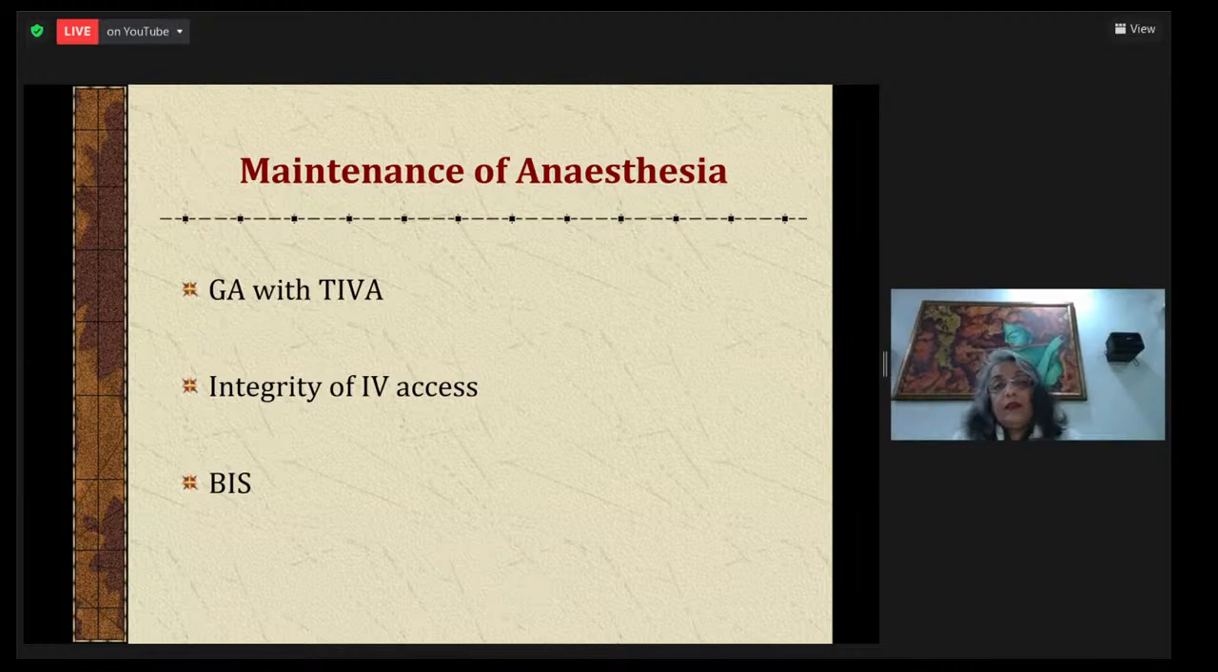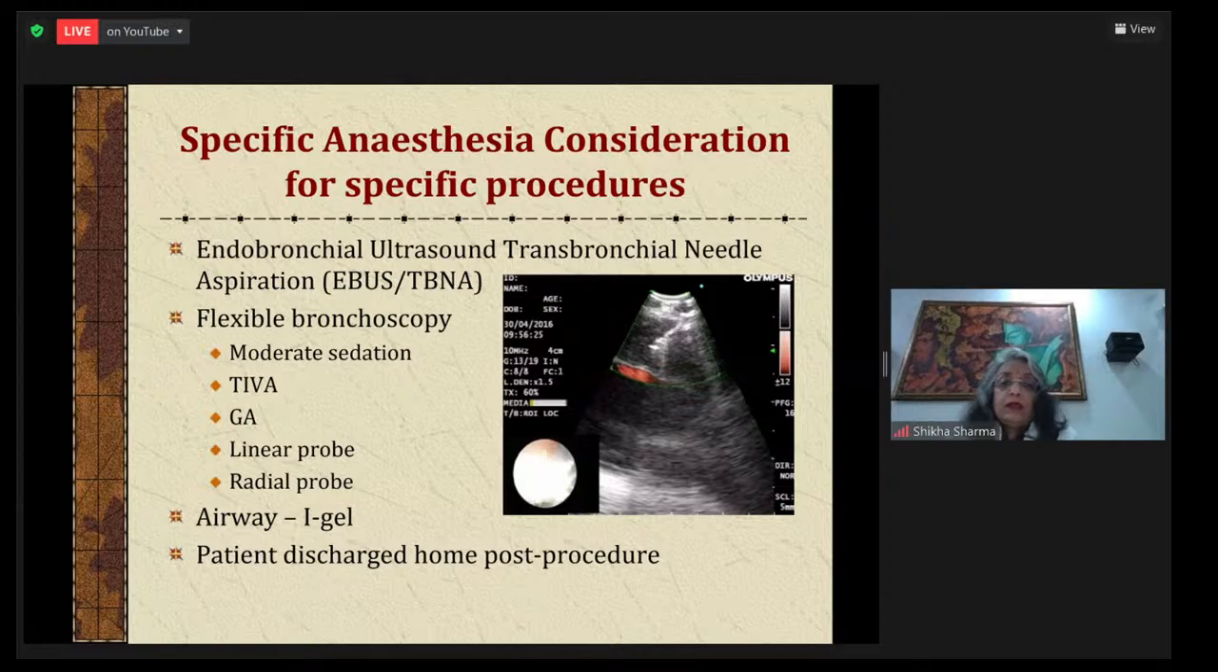Coming to specific anesthesia considerations for specific procedures, endobronchial transbronchial needle aspiration is usually carried out using a flexible bronchoscope. This can be done under moderate sedation, but is usually done under total intravenous anesthesia. A linear or a radial probe is used, depending on from where the biopsy needs to be taken. We usually use an iGel, and the patient is discharged home post-procedure on the same day.